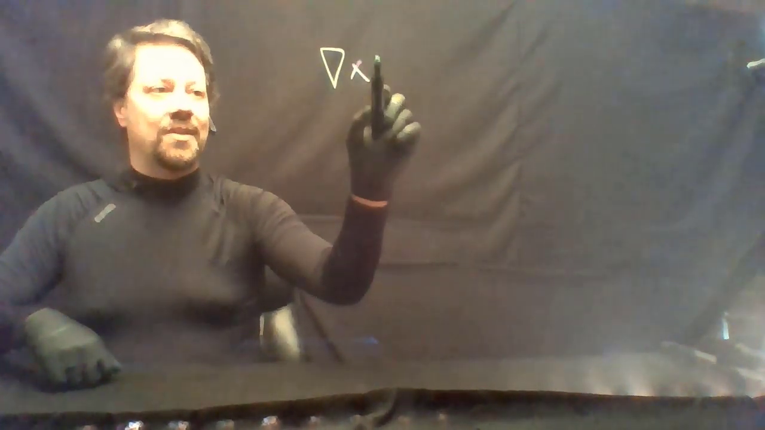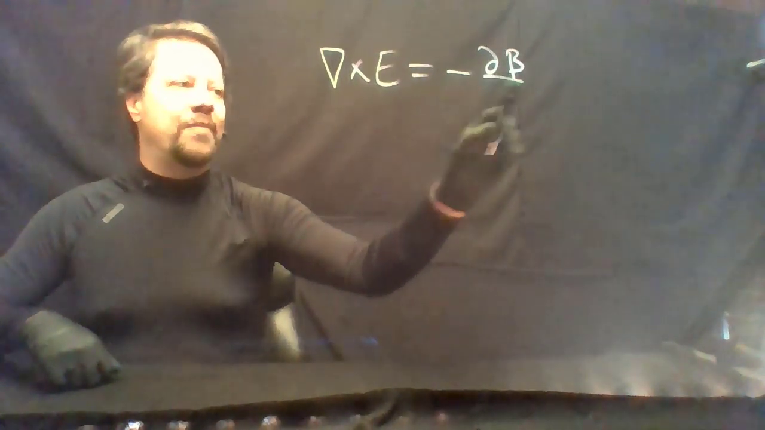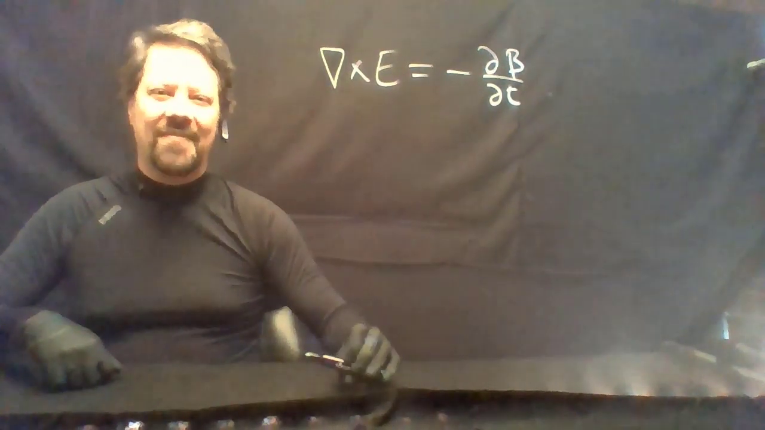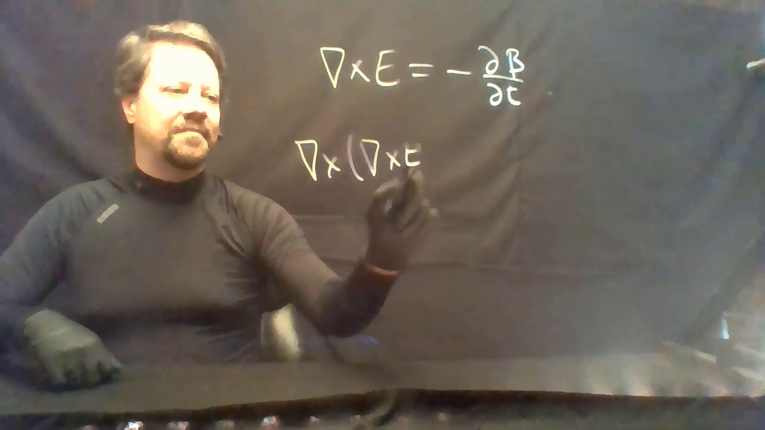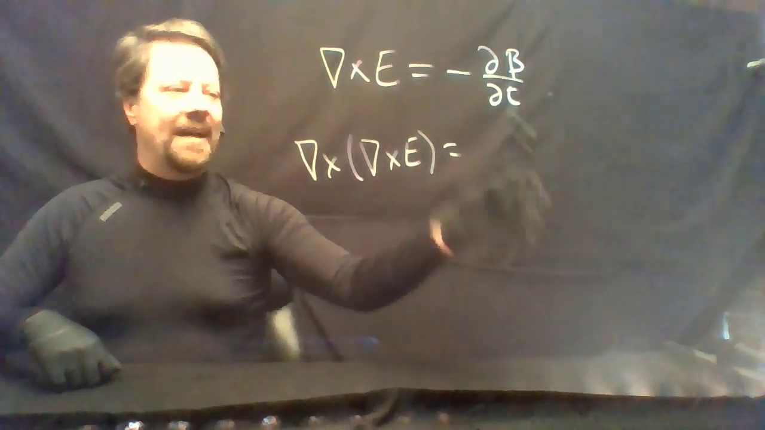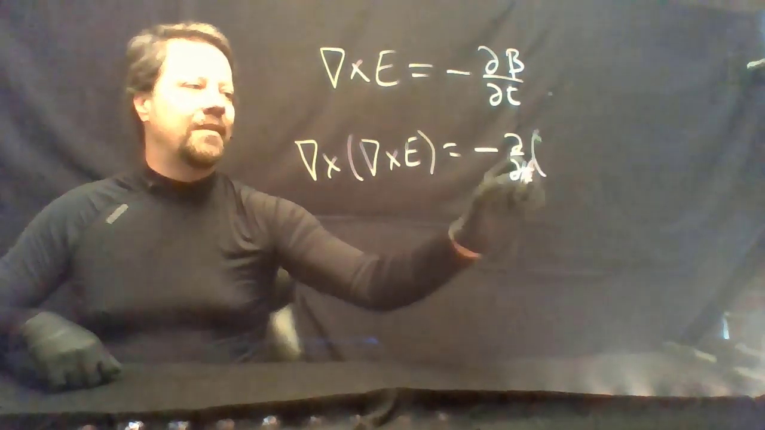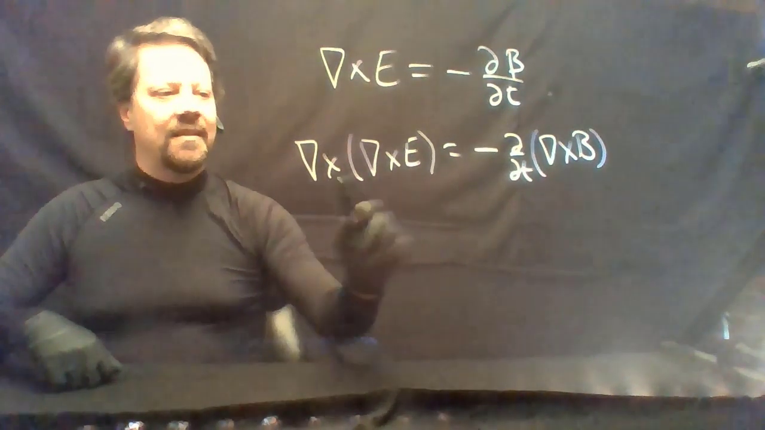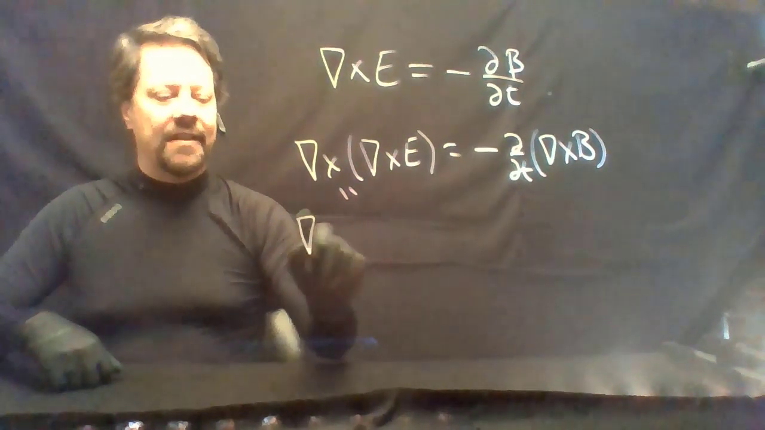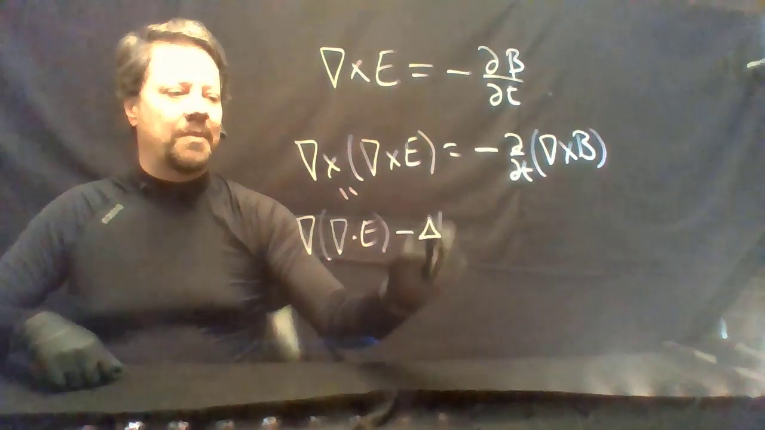Now, remember one of Maxwell's laws was the curl of the electric field was minus the time rate of change of the magnetic field. We're going to take the curl on both sides. We can pass the derivative through and get minus the derivative with respect to time of the curl of the magnetic field. The value that we have on the left is the gradient of the divergence of E minus the Laplacian of E.